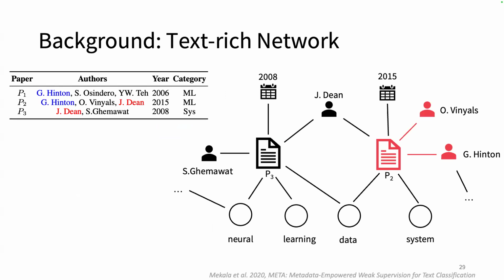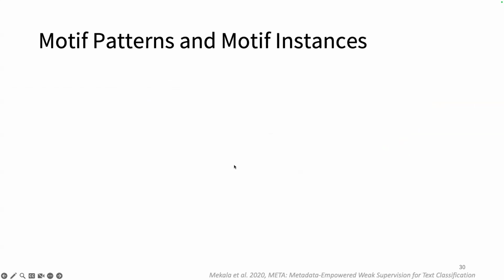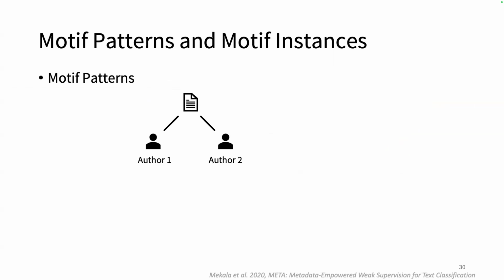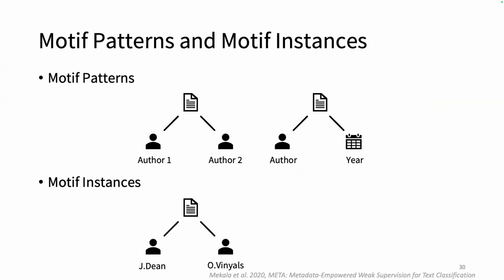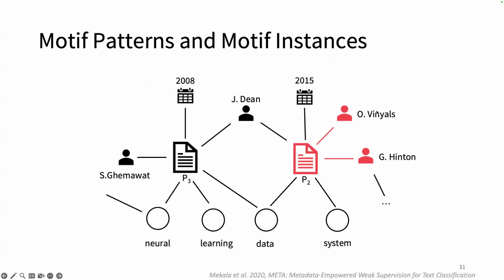Therefore, we propose to view the whole corpus as a text-rich network, where documents, words, and different types of metadata are nodes and their associations are edges. So our network has research papers, words, authors, and publication years as nodes. And each paper is connected to its associated words and metadata nodes. So what we do is we use motif patterns and motif instances. Just to define it, a motif pattern is a subgraph pattern at the type level. And a motif instance is a part of the graph that follows this motif pattern. For example, the author pair Jeff Dean and Vinyals can be a motif instance for this motif pattern. So given a network, we can identify such motif instances.